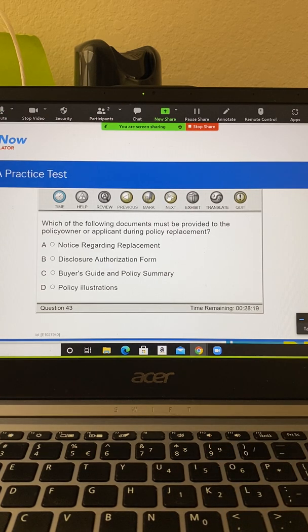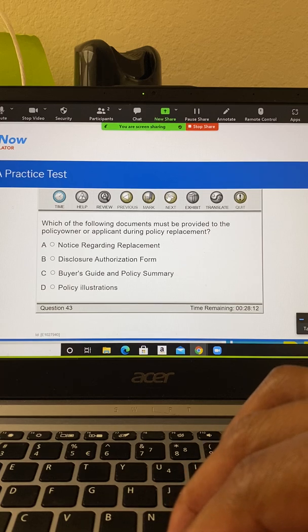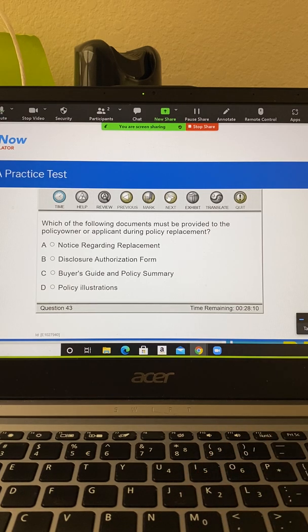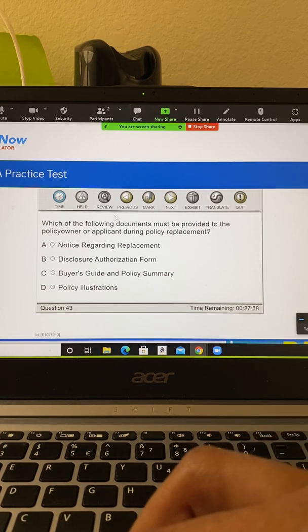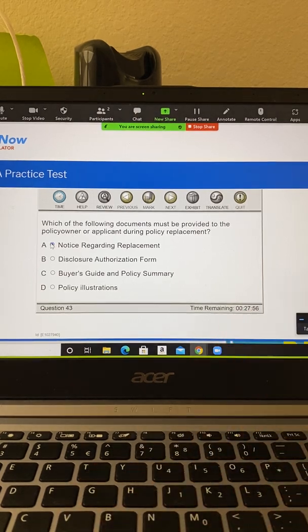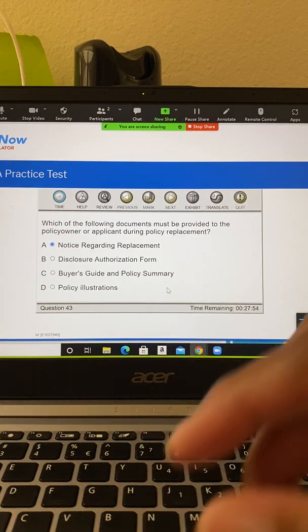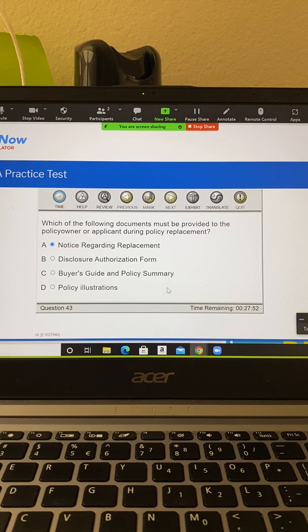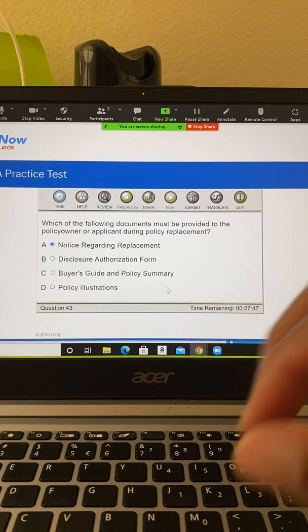All right. Which of the following documents must be provided to the policy owner or applicant during policy replacement? C. No. Did I read it wrong? Read the question. Which of the following documents must be provided to the policy owner or applicant during the policy replacement? Oh, replacement. So it's A. Notice regarding replacement. Okay, it's for replacement. Okay, so the buyer. Well, you know what? Hold on. You might be right.